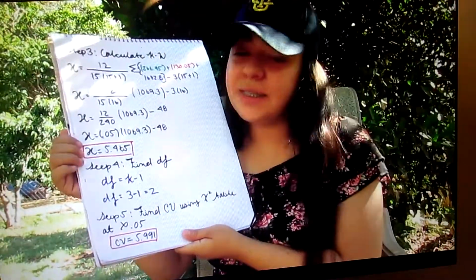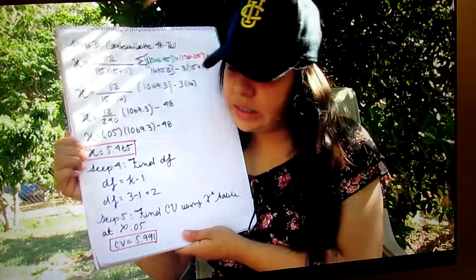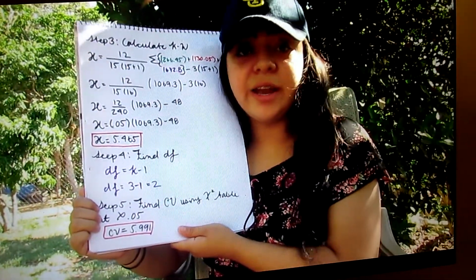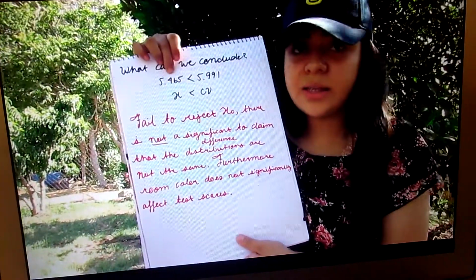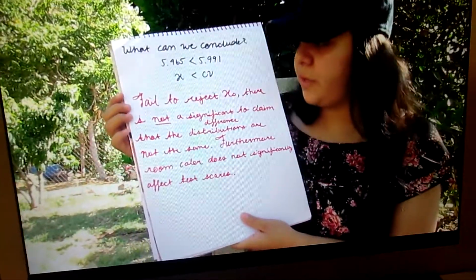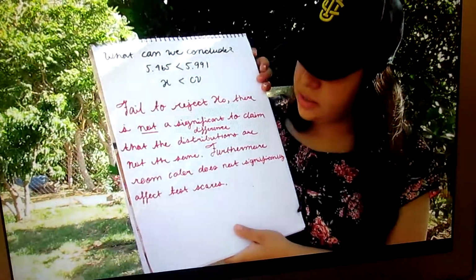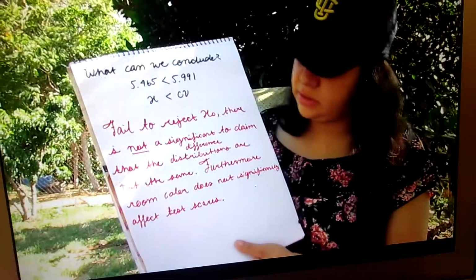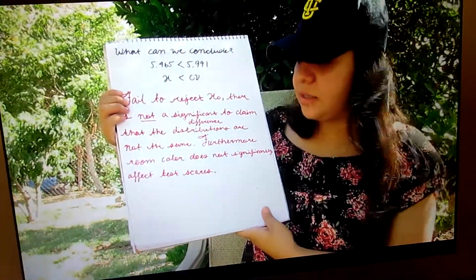So now we have our test statistic, which is going to be our Kruskal Wallis statistic, 5.465, and our critical value is going to be 5.991. So now, what can we conclude from this information? Our Kruskal Wallis statistic is less than our critical value. This means we fail to reject the null, and there is not a significant difference to claim that the distributions are not the same. Furthermore, room color does not significantly affect the test scores.